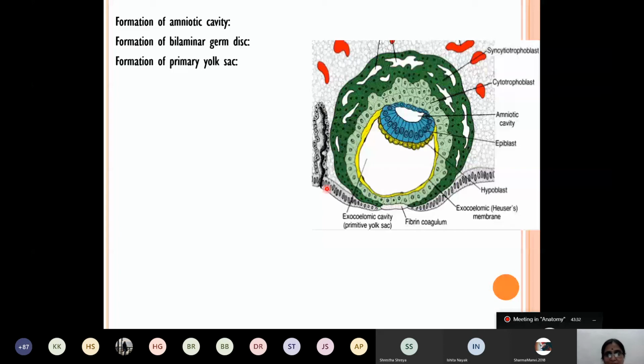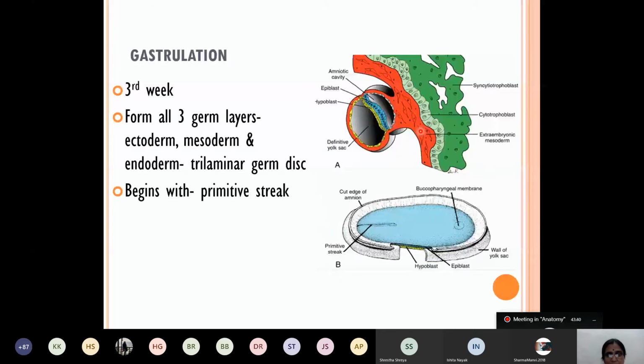Now what happens in this epiblast? There occurs the formation of the primitive streak. After the formation of the primitive streak, the epiblast gives rise to the 3 germ layers: ectoderm, endoderm and mesoderm. So this hypoblast is replaced by endoderm later on. Yes, the formation of the 3 germ layers is known as gastrulation. That is known as gastrulation, my dear student.